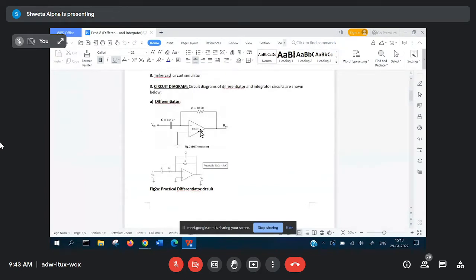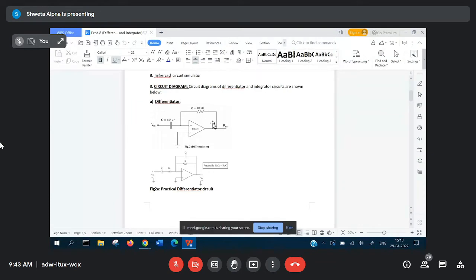Once you connect it as a differentiator, you simply need to swap the components. You will connect the capacitor in the feedback path and resistor in the input path. This differentiator will convert to an integrator. So for an op-amp as a differentiator, capacitor is connected in the input path and resistor in the feedback path, and the non-inverting input is grounded.